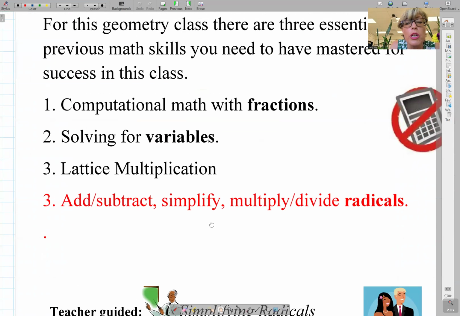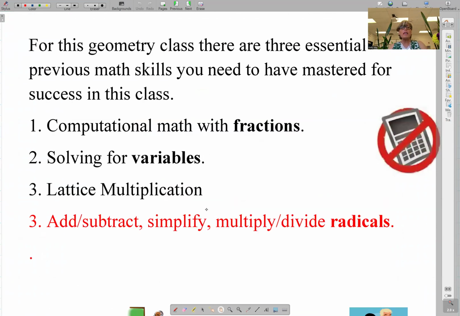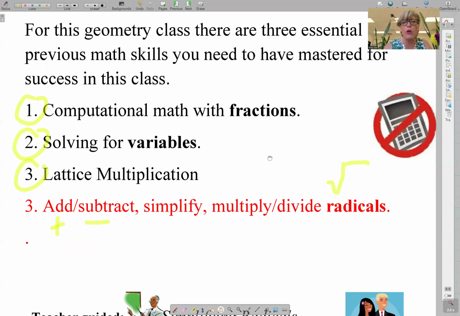So for this geometry class, there are 3 essential skills from a previous math class that you should already have mastered. Those 3 skills are computational math with fractions, solving with variables, and lattice multiplication. Your 4th skill essential for this class is to add and subtract, multiply, simplify, and divide radicals. Radicals meaning square roots. Now, I'm going to do a quick recap.